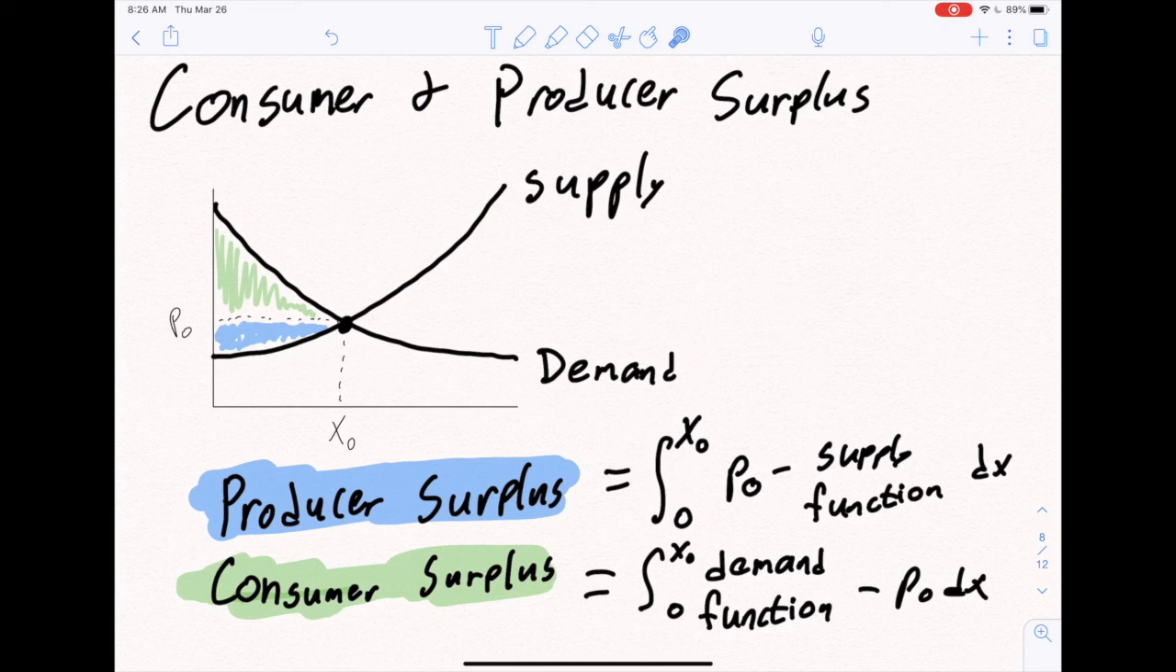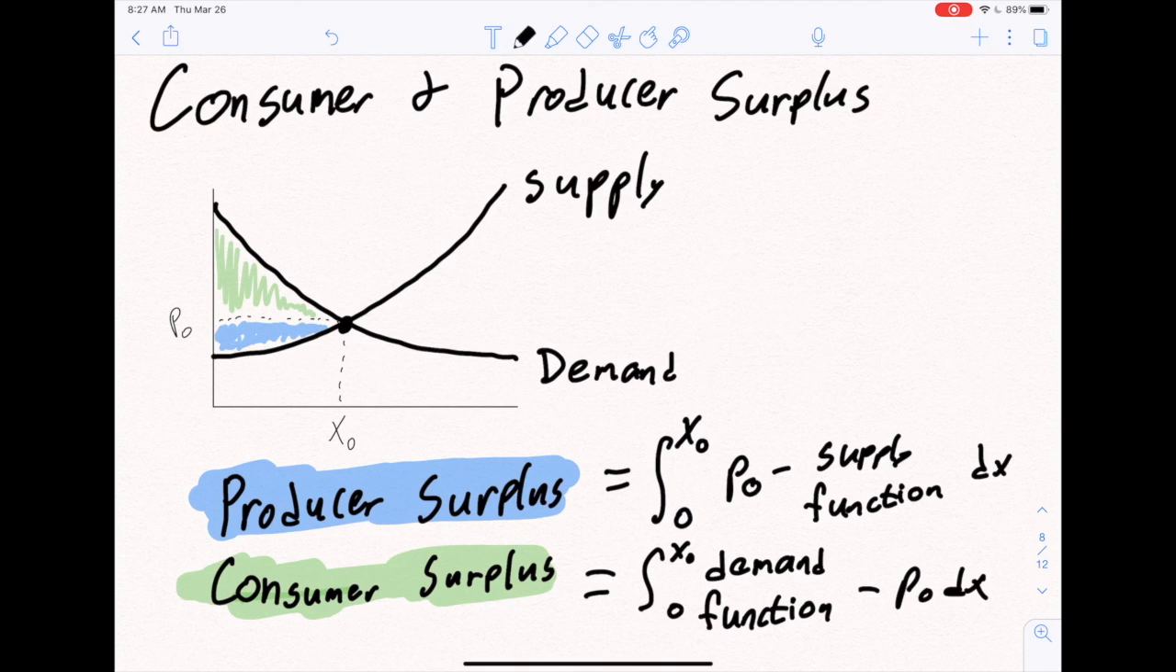So if we want to find the producer surplus, we just take the integral from 0 to x naught, remember that's our equilibrium point, of p naught, our equilibrium price, minus the supply function. That's because the p naught line here is above the supply function. That gives us our producer surplus, and our consumer surplus is the integral from 0 to x naught of our demand function, so that's this function here, minus p naught.